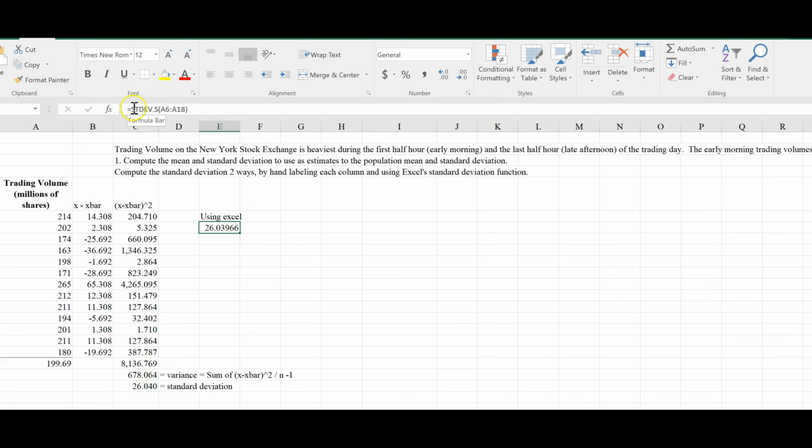Again, the formula in Excel is STDEV.S, and that is for a sample. Those that used STDEV.P, that's for the population, so that would throw off your standard deviation calculation.